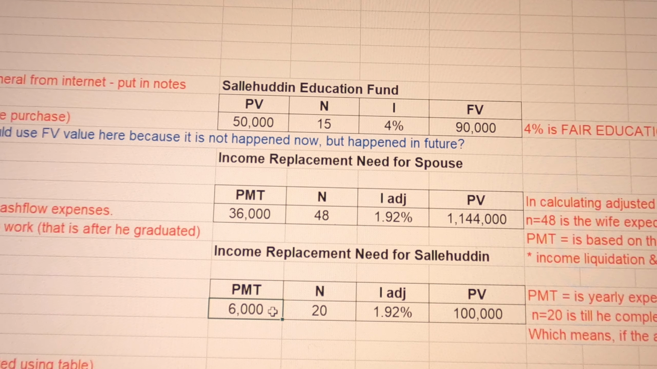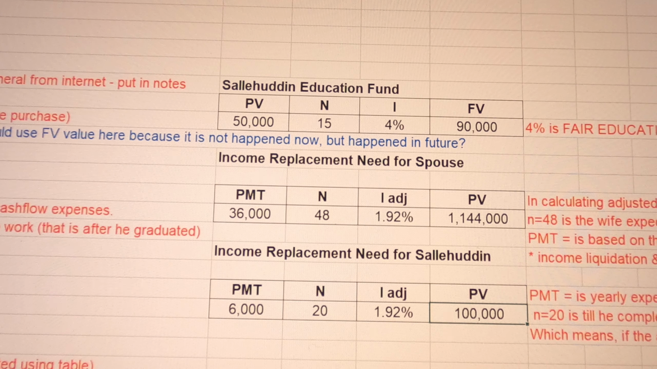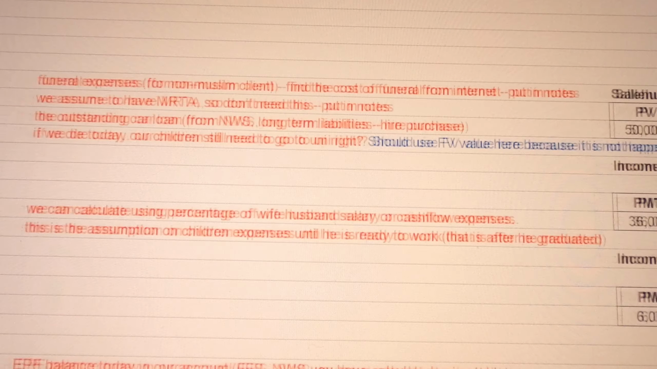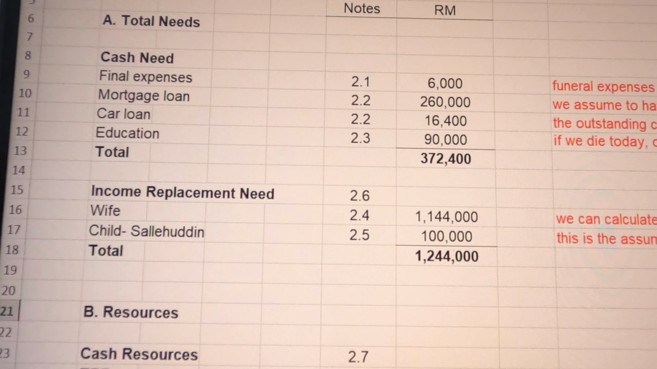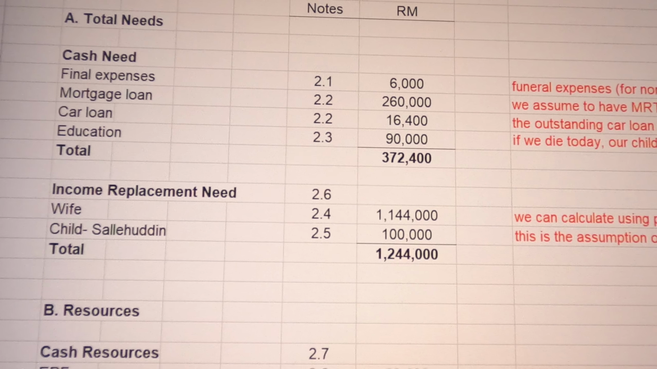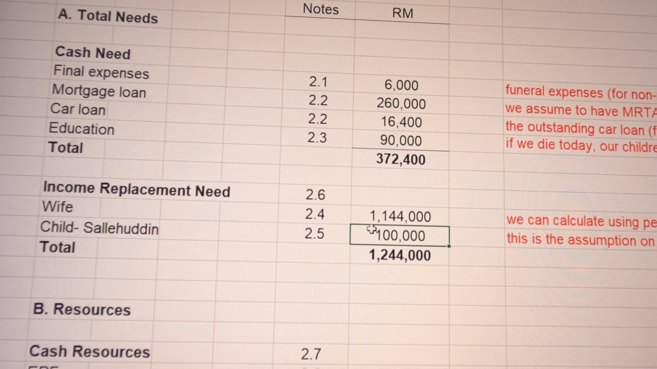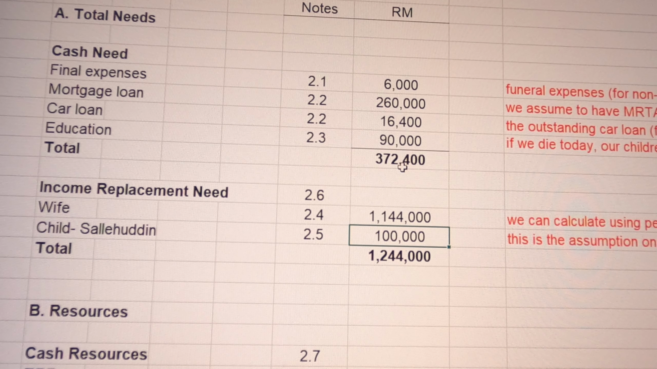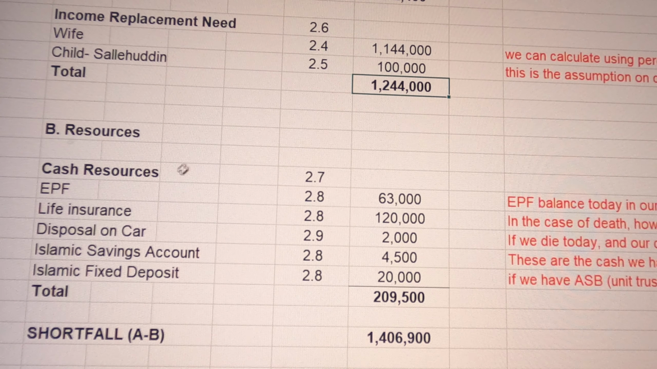If your client said 5,000, then change to 5,000, and then you calculate and you find the PV. As in this case, we can see that the cost of the child's income replacement need is 100,000 now. Then you total them up and you get a total of 1,244,000, and it's time for you to compare with the resources.